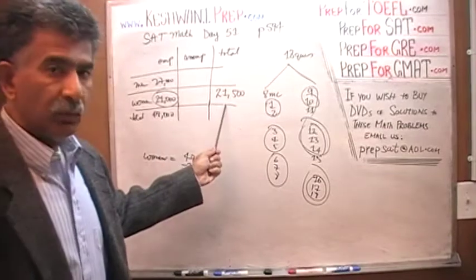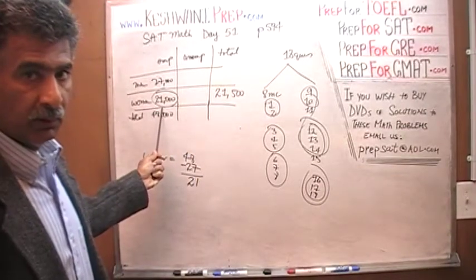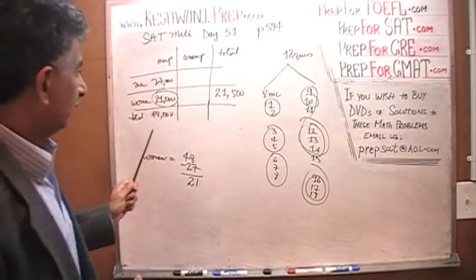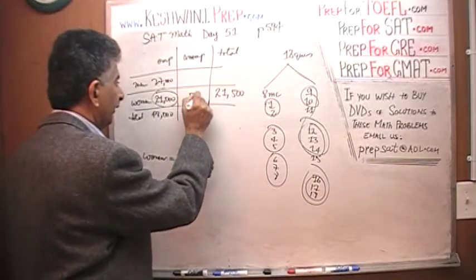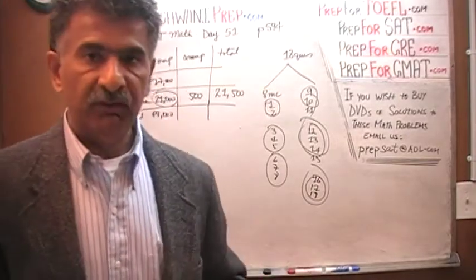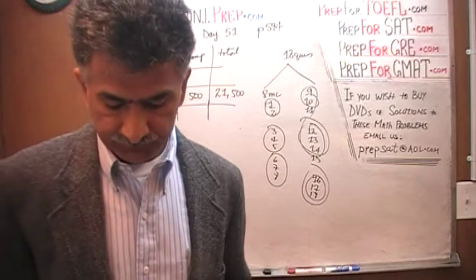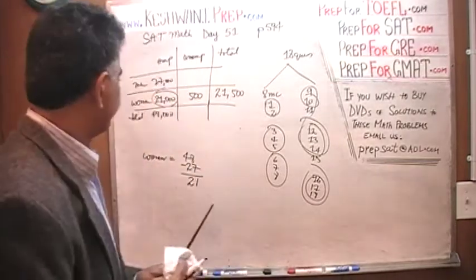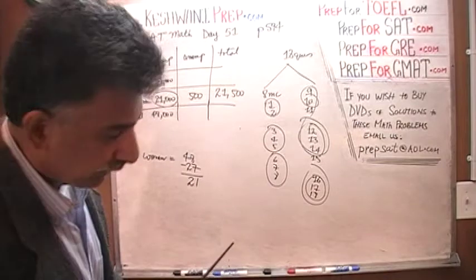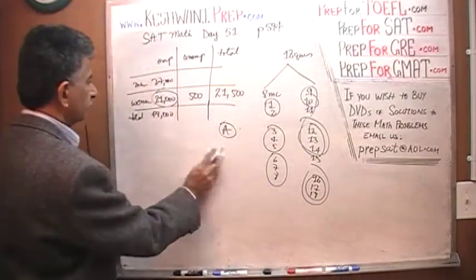If we have a total of 21,500 female, of which 21,000 are employed, that must mean that there must be 500 female with no job. There must be 500 unemployed female, and that's it. It's an easy question. It's not a big deal. So the answer here is A. Let's go on to number 4.